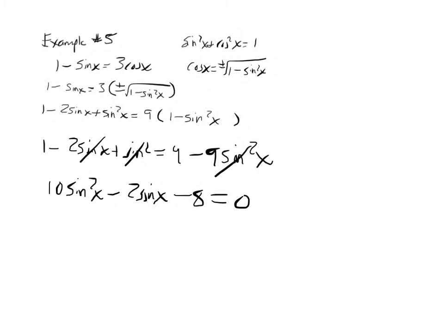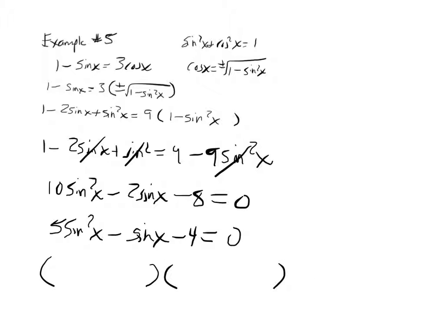I could factor out a 2, so I get 5 sine squared x minus sine x minus 4 equals 0. And let's see if this is going to factor. I'm looking at a 5 sine x and a sine x, and my factors of 4 are 4 and 1, or 2 and 2, and I've got to make sure I get a negative sine x out of it.